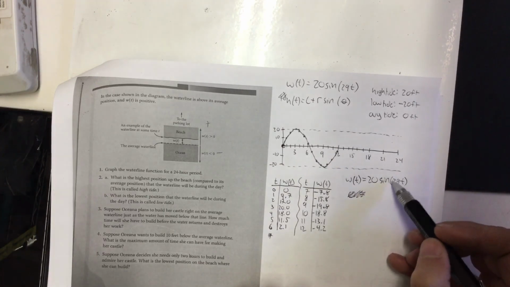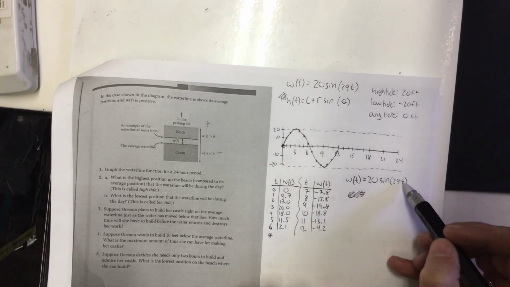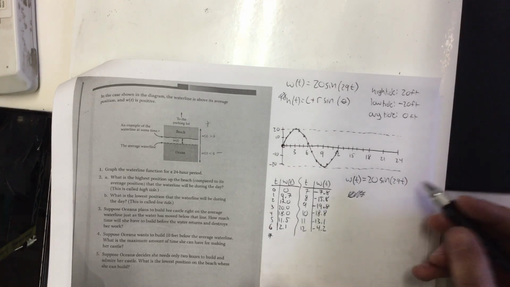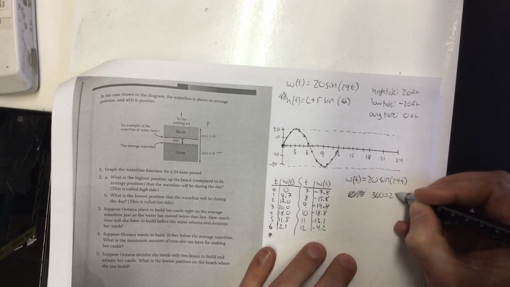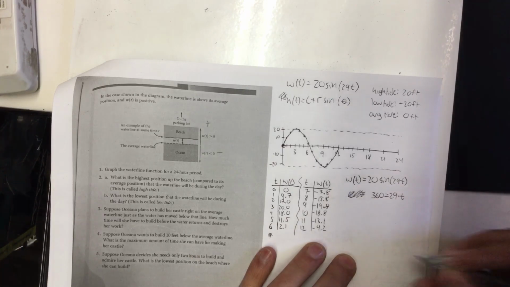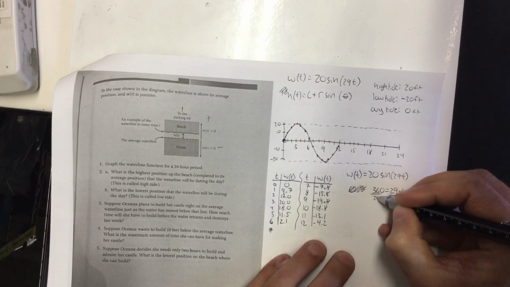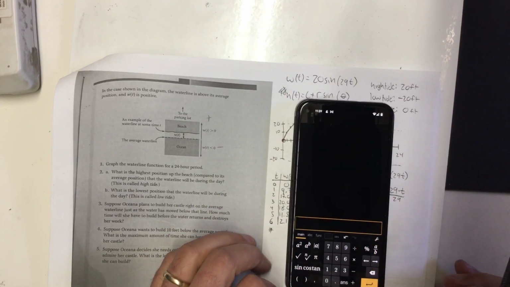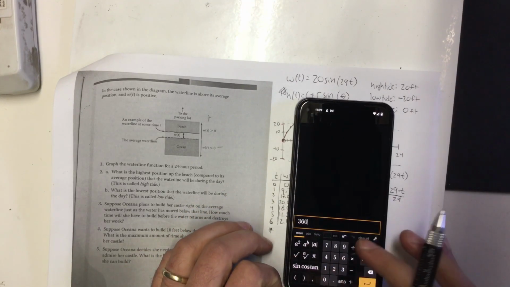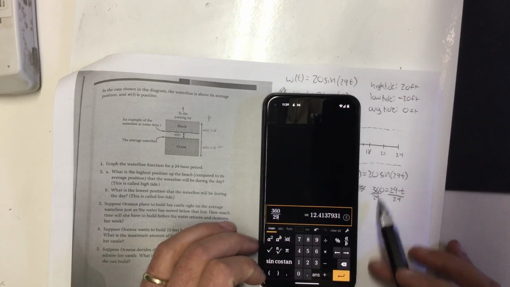So what time do we multiply 29 by to get 360 degrees? Our goal is to get 360 degrees, and that's got to equal 29 times however many hours after midnight. Then we can just solve for t. We're going to divide both sides by 29, get out our calculator again, and ask: what is 360 divided by 29? And that's our answer.